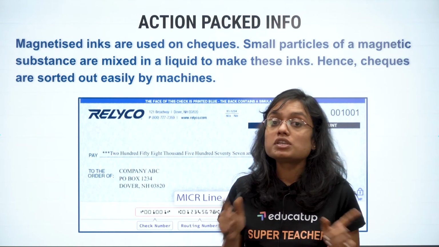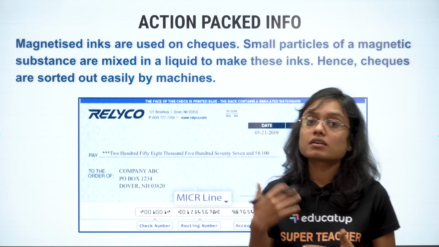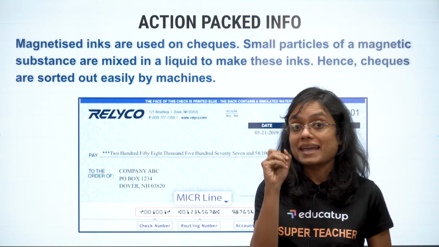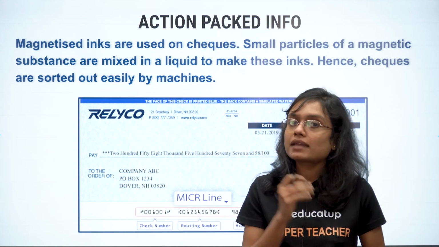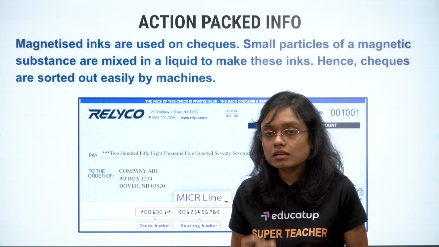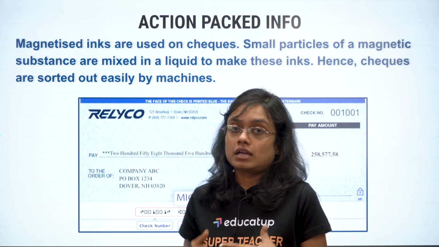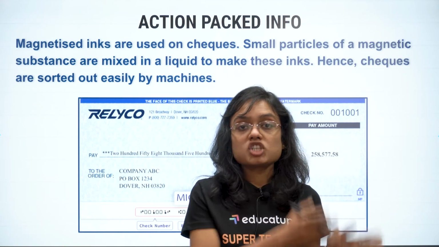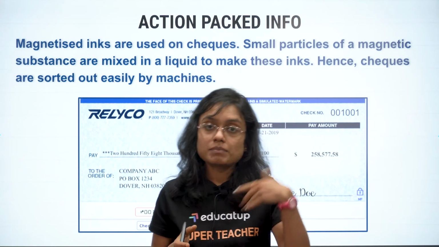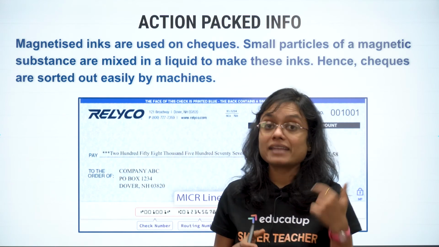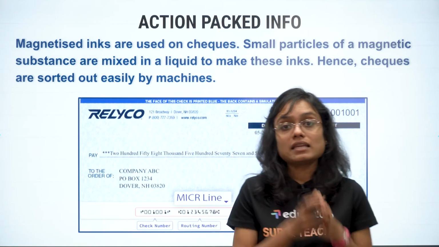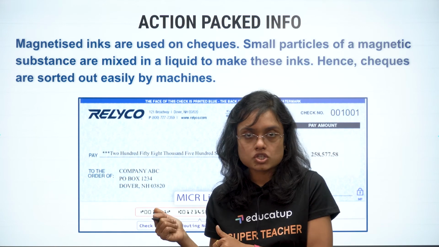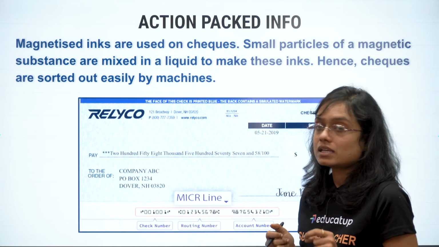The checks which are used in banks, the checks which are related with bank accounts, in those checks also magnetic ink is used. And why is magnetic ink used? Because that magnetic ink makes the checks accessible to machines. That means if a check is put up in an electronic machine, the machine can read it out, can identify the check, and those magnetic inks are mixed in a substance and then those substances are used for printing on the checks. Now I'll tell you where magnetic ink is used.